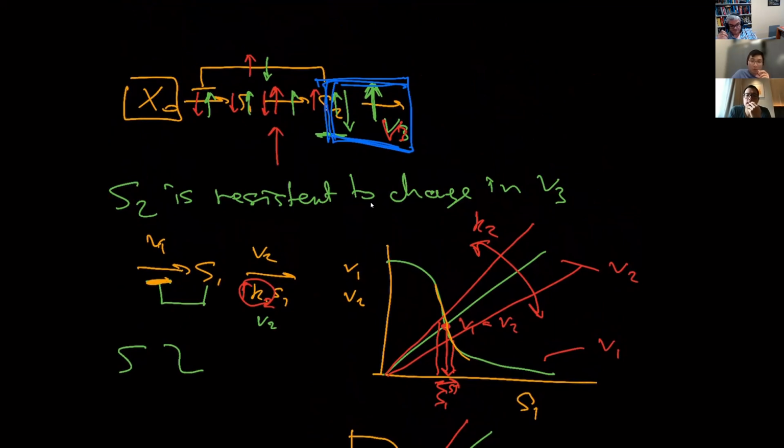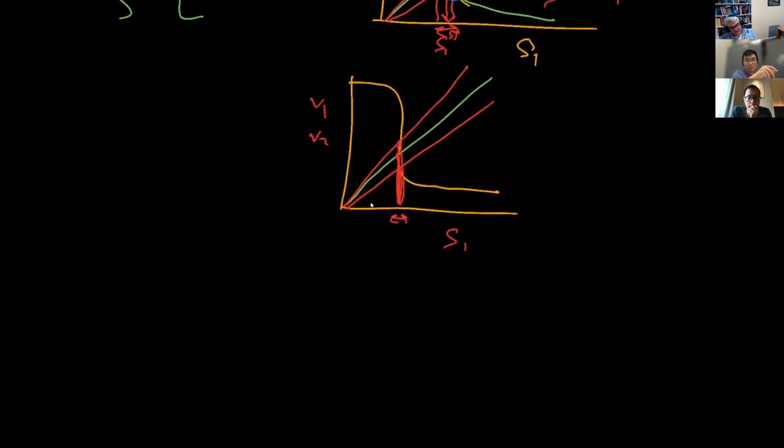I have full control here over the flux, because S2 is pretty much almost fixed because of this property here. And from the point of view of V3, it looks like its own little single step pathway, because when you increase V3, S2 doesn't decline.